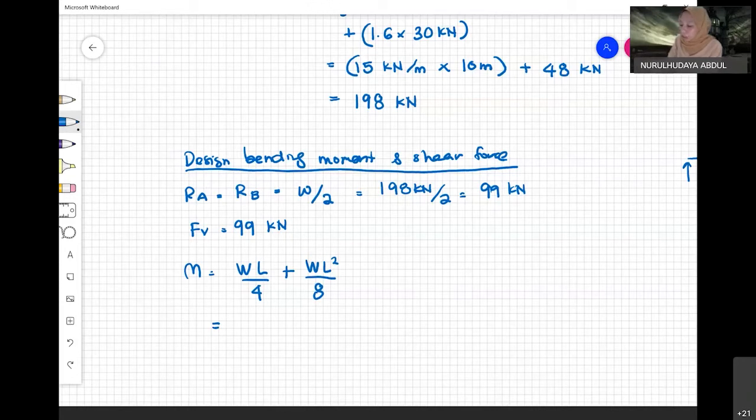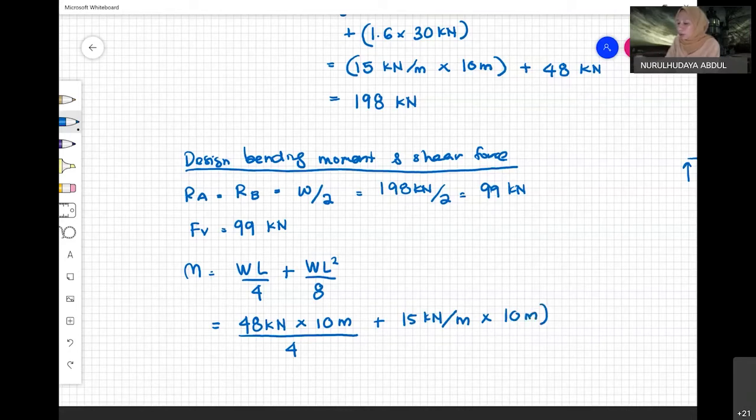ambil saja value 48 kilonewton point load tu tadi yang kita dah darab dengan 1.6, the factor of safety, darab dengan length which is 10 meter and divide it with 4 plus with W, I ambil 15 kilonewton per meter, I tak darab lagi dengan 10 sebab kat sini I pakai WL square. Kalau I pakai WL sahaja, I tulis 150 darab 10 bagi 8. Okay, just make sure that you tak terdarab meter banyak kali ya. So that is the concern here.